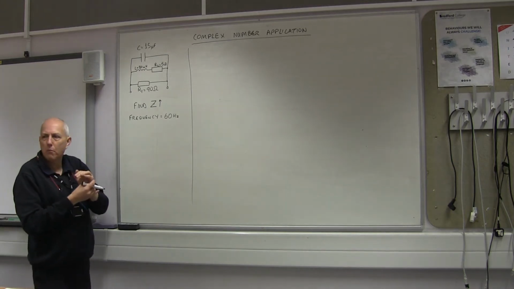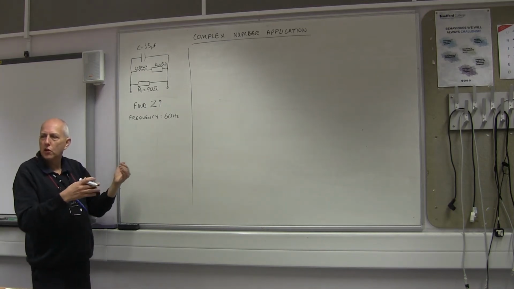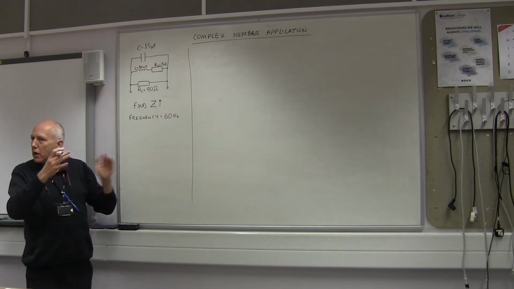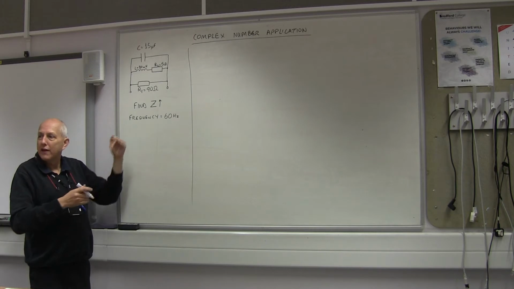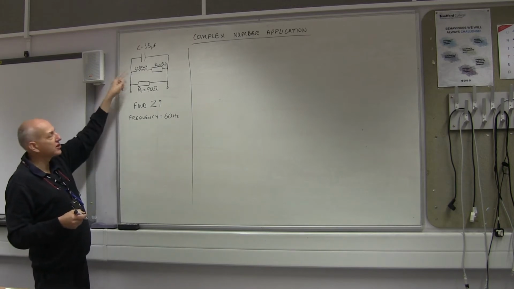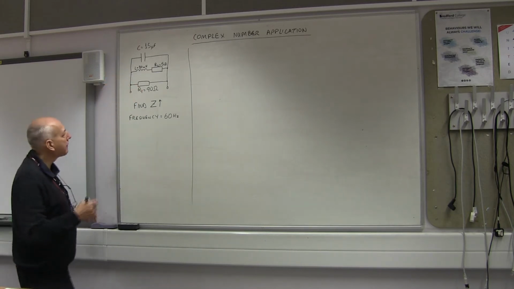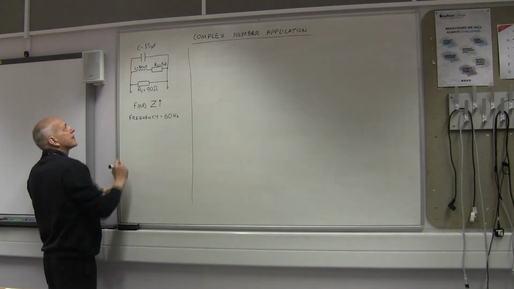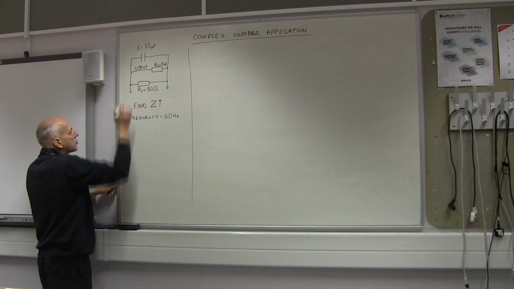This is where you'll see how complex numbers come in useful, because you'll get a real part, which is the resistance, and an imaginary part, which is the reactance of the capacitor and inductor combined. So let's see how it works out. Firstly though, let's find out what the impedance is of the capacitor and the inductor.